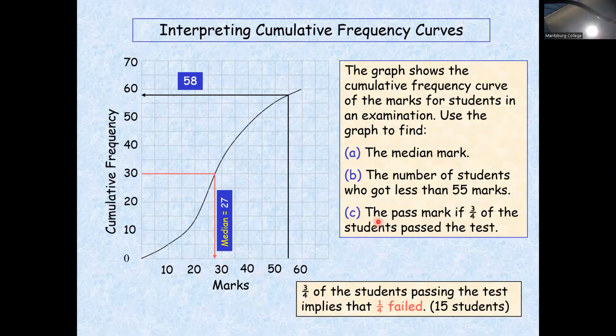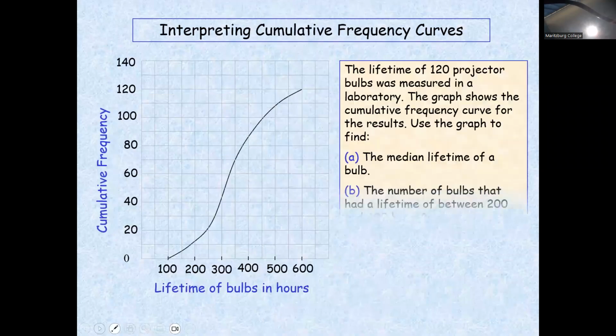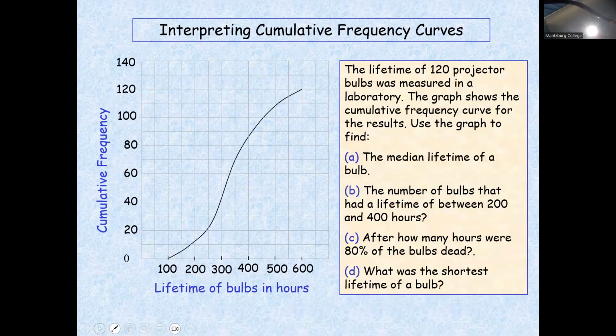Okay, the last question here is the pass mark if 3/4 of the students pass the test. Now, if 3/4 of the students pass the test, it implies that 1/4 failed. And 1/4 of 60 is 15. So we're going to go to 15, draw a line, and we come down. And that gives us around 21. So we could say that the pass mark is 21. Thank you. We're going to stop there and you can try this question for yourself.